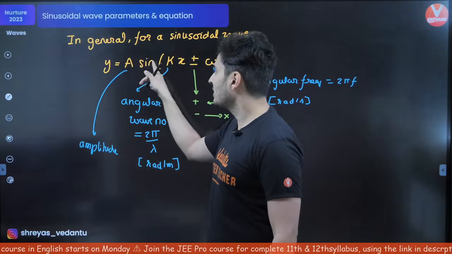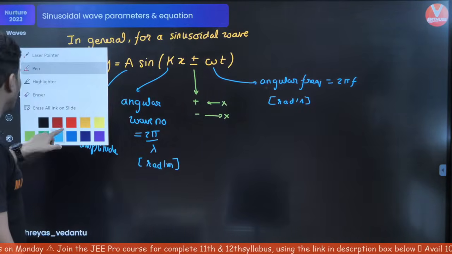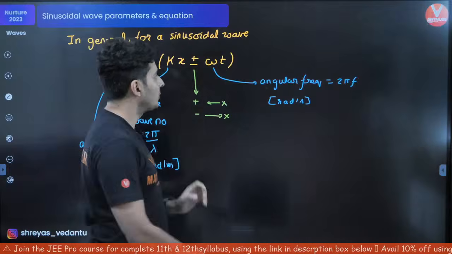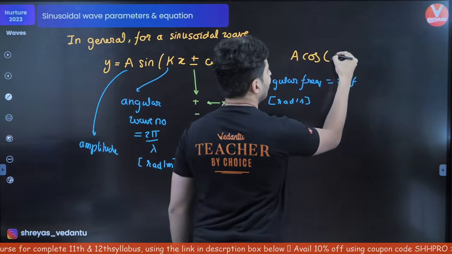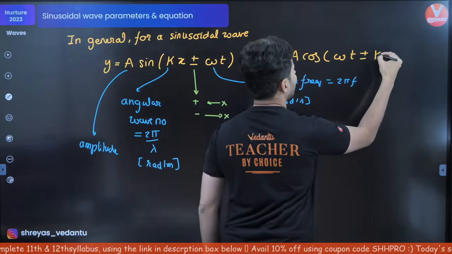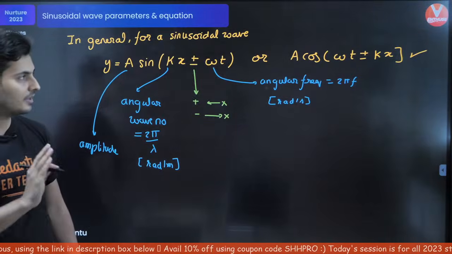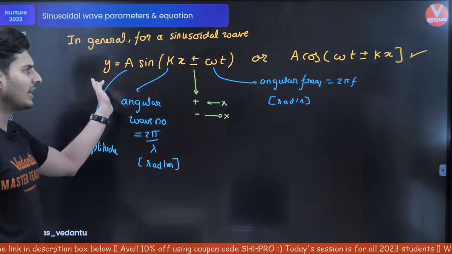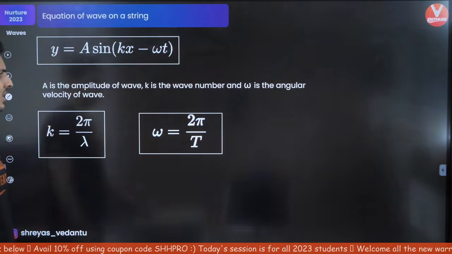Now, is it necessary this should be sine? No. Even if it is not sine, this is okay. It can be cos also. You can also have A cos(omega t ± kx). This is also fine. There is no harm in that. Sine or cos really doesn't matter. I put this up for you in printed form as well.